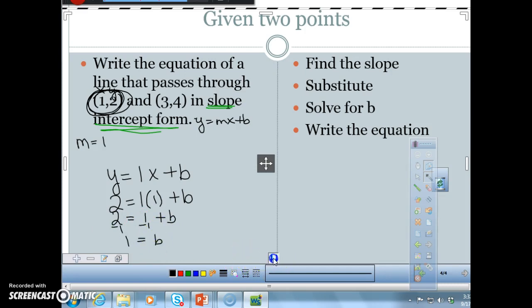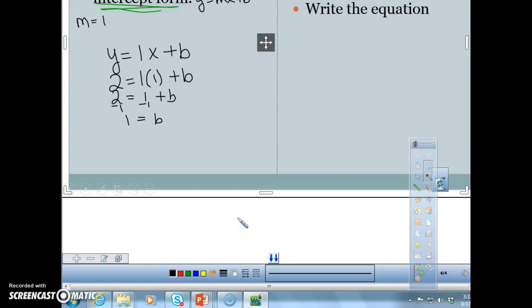Now here's the part that normally students miss, is they'll do all of that perfect, but then they won't actually go back and write the equation. You've got to write the equation of the line. So y equals, we've got to represent all those infinite points on that line. So we've got to write x and y back in there. So we have 1x plus 1.